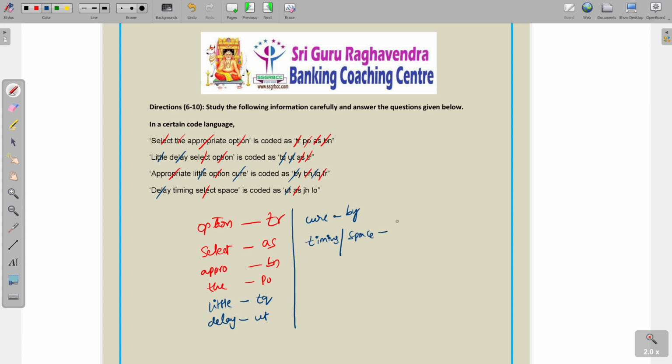These two words are coded as either JH or LO. Okay, so JH or LO. These are the codings for each and every word. Coming to the questions.